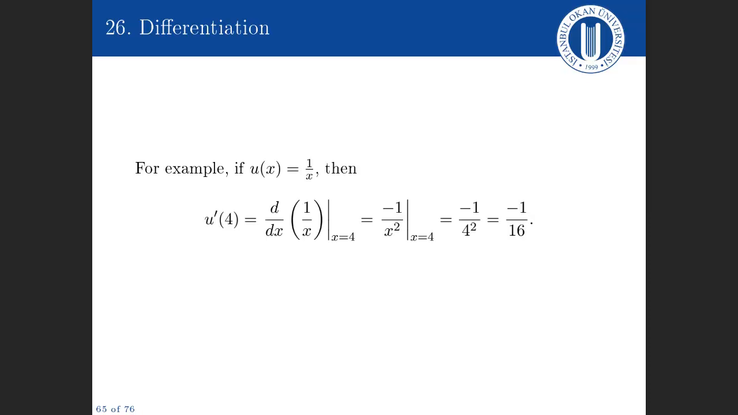So for example, if we have the function u of x is equal to 1 over x, and if we want to calculate this at 4, we could write u prime at 4. That's the same as the derivative of 1 over x at x equal to 4. We've done this already. We know that the derivative of 1 over x is minus 1 over x squared. So we have minus 1 over x squared at x equal to 4. That's minus 1 over 4 squared, or minus 1 over 16.